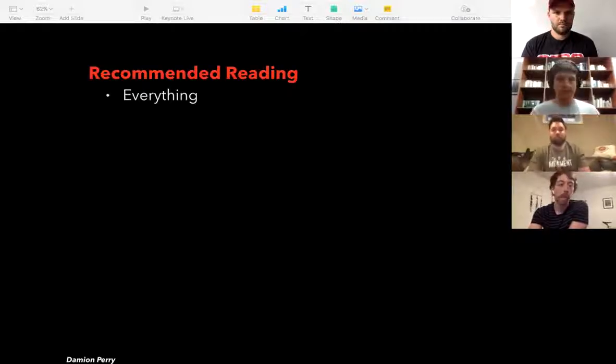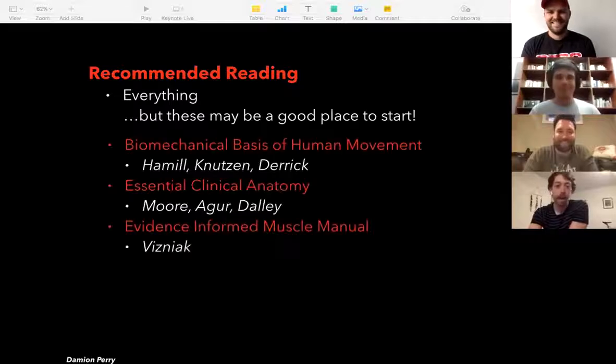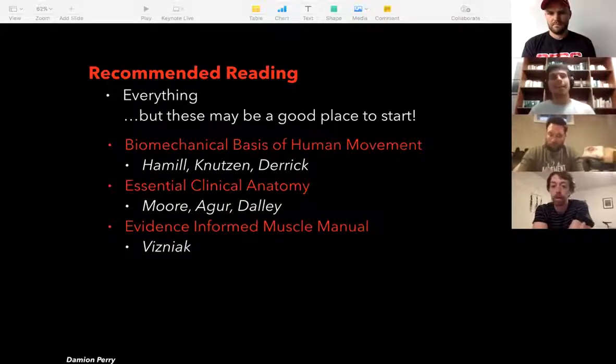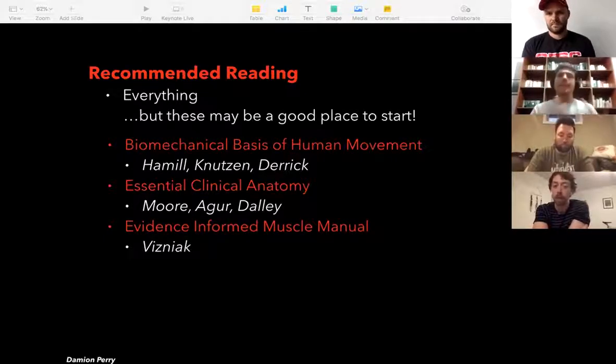So recommended reading, everything. That's all I got. Just kidding. But Biomechanical Basis of Human Movement, that's by Joe Hamill at UMass Amherst and a few of his colleagues. Essential Clinical Anatomy by Moore, and then Evidence Informed Muscle Manual by Wozniak. All of those are a little bit beyond just like Gray's Anatomy, here's what's where. They'll help you to start to piece together some of what's happening in regards to human movement that takes you a little beyond, my biceps flex my arm.